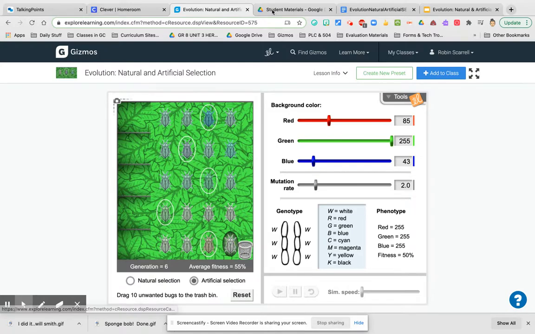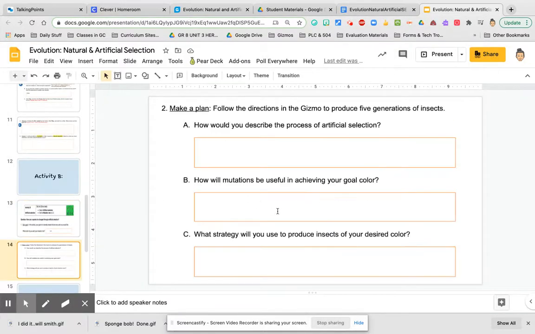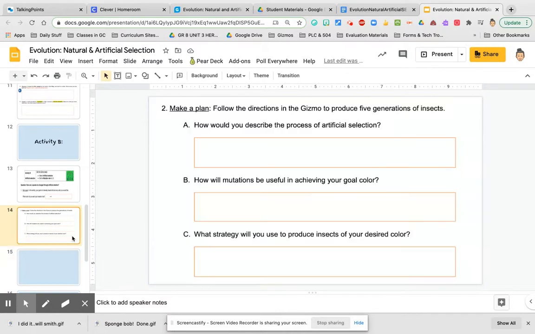All right, so let's look and see what these questions are. So we come back here. All right, how will mutations, okay, which strategy will you use? We obviously did both of them. We kept combining those that had the same color. So you're going to pick your color and you're going to answer these questions. So pick whichever color you think.